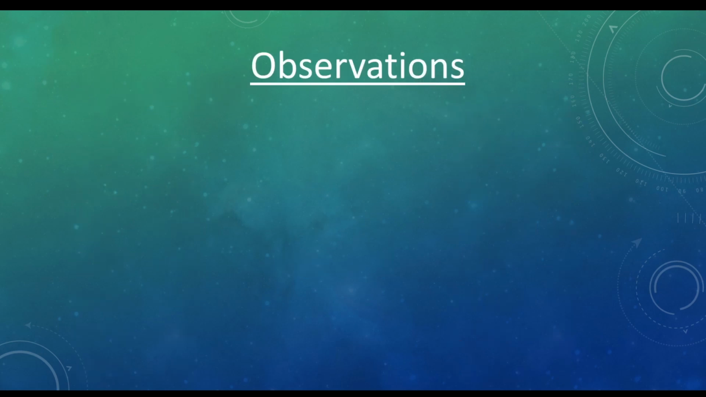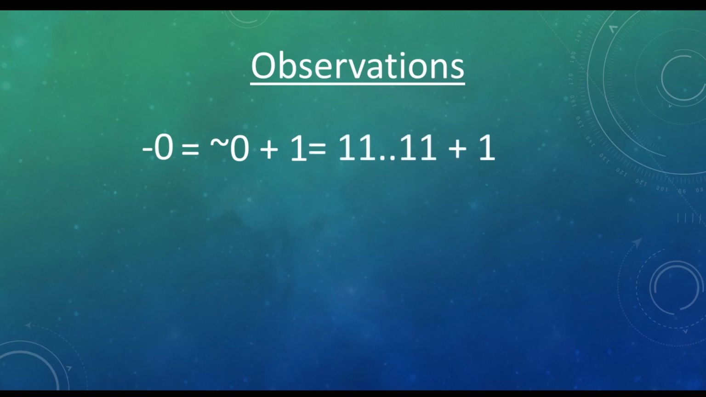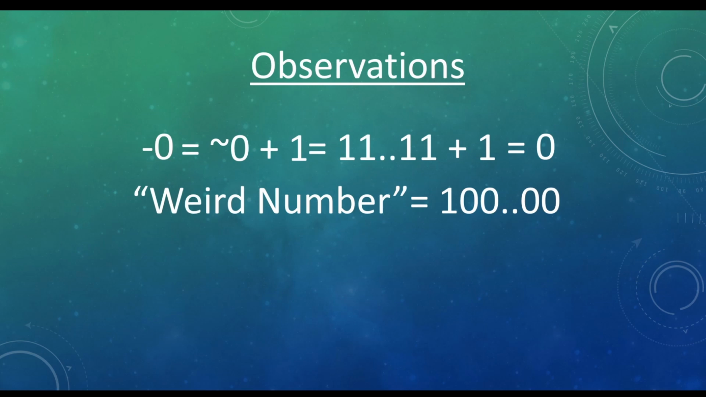Let's look at a few very interesting observations about 2's complement. What happens when we try to negate 0? This means that we have to flip all the bits in 0, which are all zeros, and add 1. This equals all 1s plus 1, which overflows, and then it equals 0 again. So that's great. If we try to negate 0, we get 0 back again. The weird number is always 1 with all zeros afterwards.